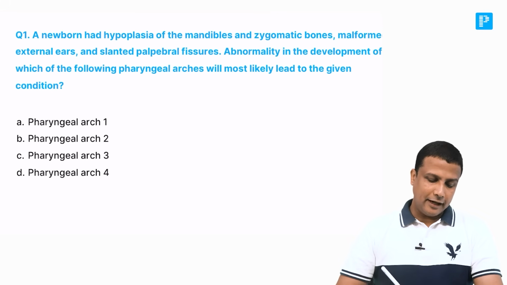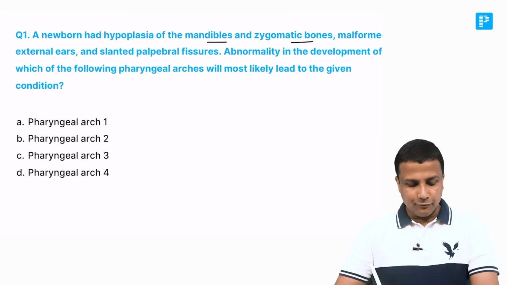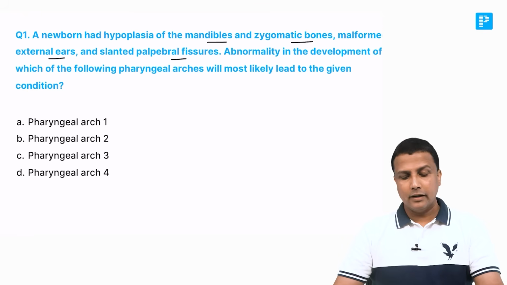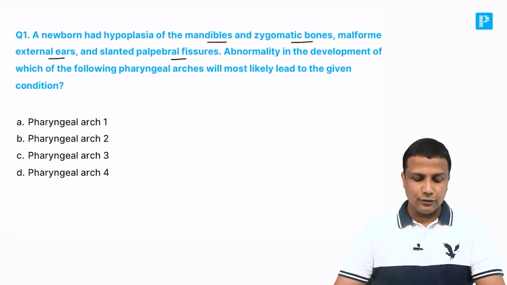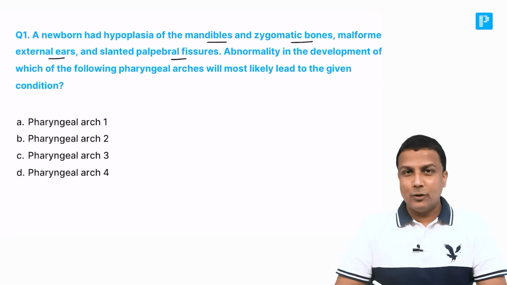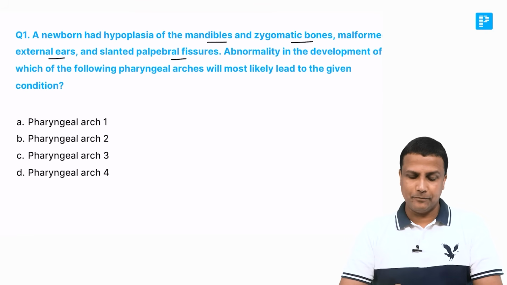A newborn had hypoplasia of mandibles and zygomatic bones, malformed external ears and slanted palpebral fissures. Abnormality in the development of which of the following pharyngeal arches will most likely lead to the given condition? So basically we need to see which pharyngeal arch is giving rise to the mandible and zygomatic bone and so on, which is mentioned in this question here.